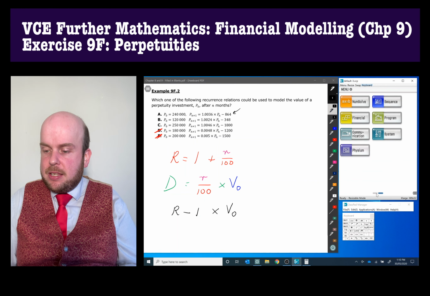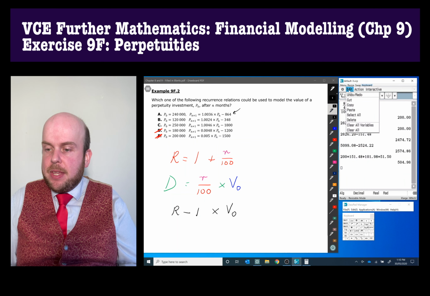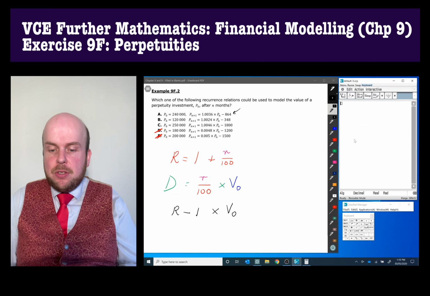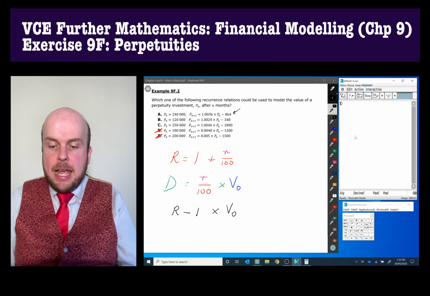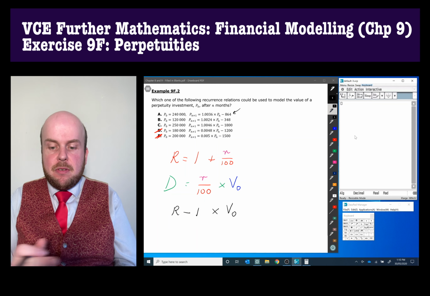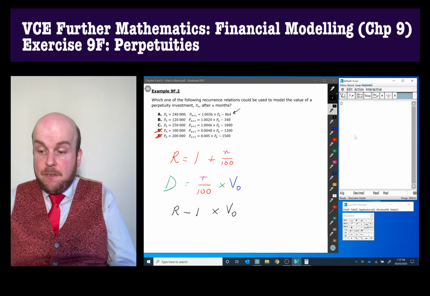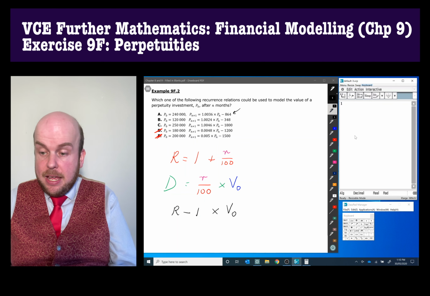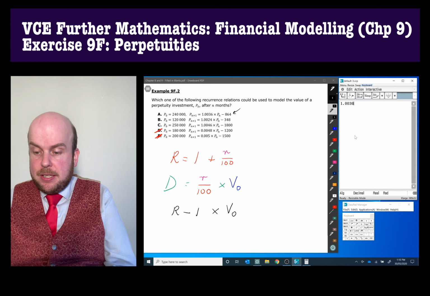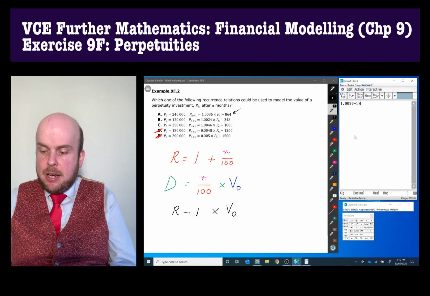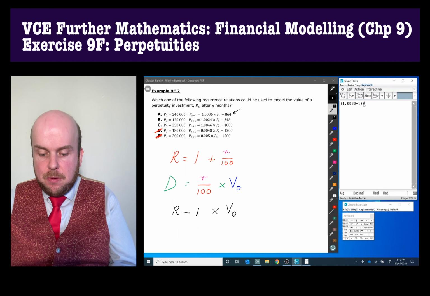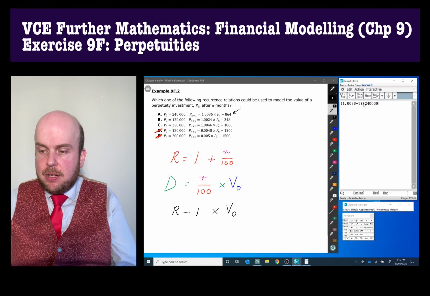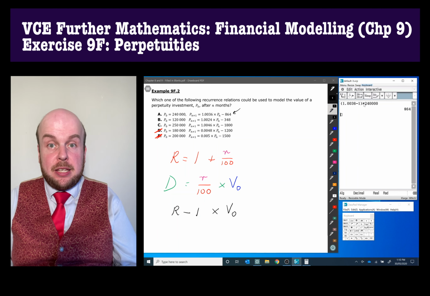We could actually just chuck this into the main screen of the CAS, and we can do a little comparison. So all I'm going to do is the R values, take away 1, and then sort which one's out. So first thing I'm going to do is we'll try A, 1.0036, take away 1, and I'm going to put that in a little bracket, and we'll times that by the P naught, which is $240,000. So that looks like the correct answer.